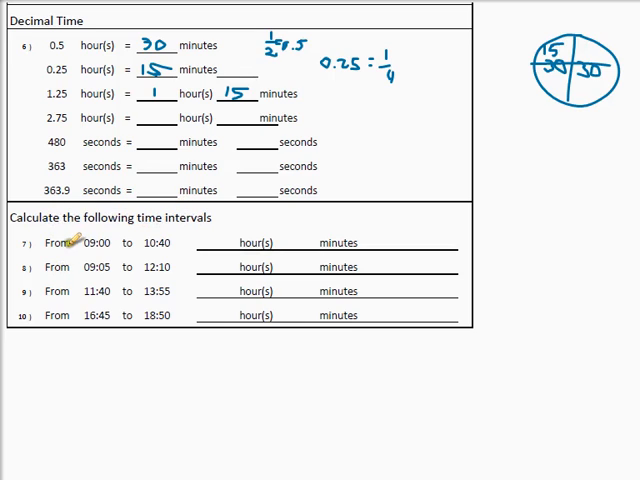Calculate the following time intervals from 9 to 10:40. What's the easiest way to do that? Number 7. We start at 9 and we go to the next full hour, which is 10, and then we go to 10:40. So that is a whole 1 hour, and that is 40 minutes. So it's 1 hour and 40 minutes. I always work in full hours. From 9 to 12:10, try to do this. Pause the video to do it now.